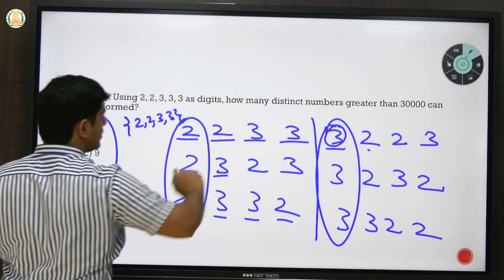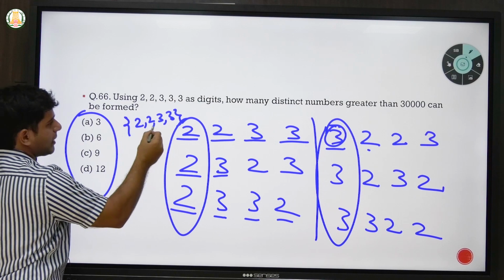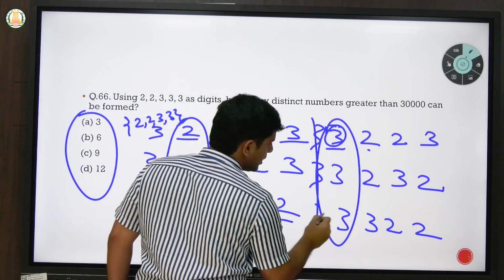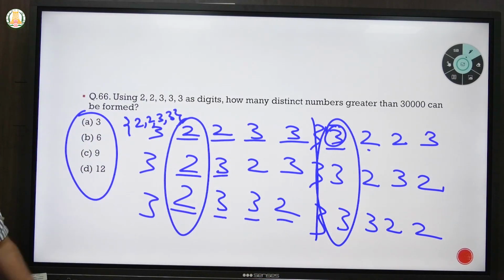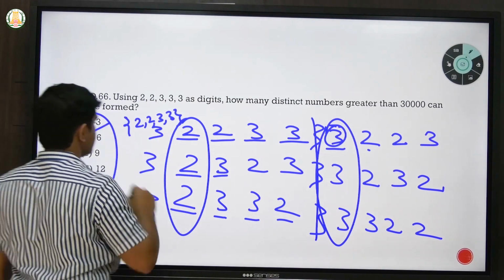So how many total possible ways are you getting? 6. And remember, we have already kept our first digit here. So if you put 3 first, these are the different 5-digit numbers possible with the given digits which are greater than 30,000. So the answer will be 6.